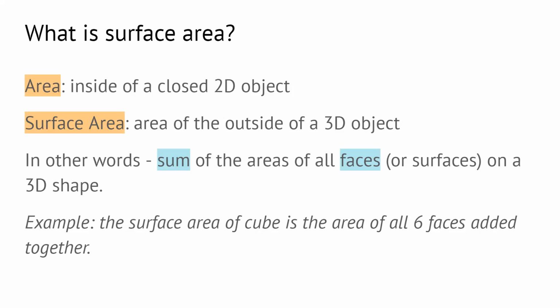So let's look at area first. You already know what area is. Area is the inside of a closed 2D object, or the amount of 2D space a 2D object occupies. And the surface area is the area of the outside of a 3D object. It's the sum of the areas of all the faces or surfaces on a 3D shape. So for example, the surface area of a cube is the area of all 6 faces of the cube added together.